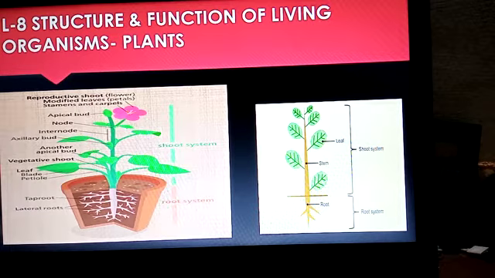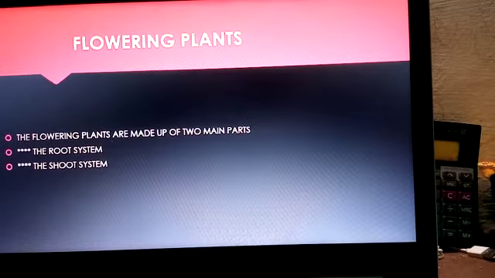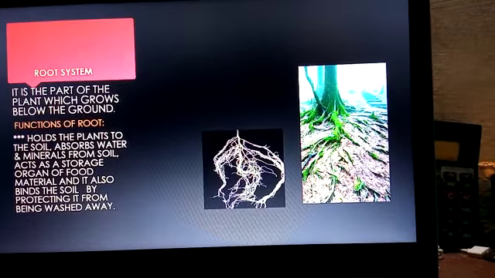Root system is a part of a plant which grows below the ground, and shoot system is a part of a plant which grows above the ground, and this shoot system consists of all the other parts like stem, leaves, then the flowers, fruits, buds, etc. So mainly the flowering plants have two systems, as we discussed, the root system and the shoot system. Root is a part of a plant which grows below the ground.